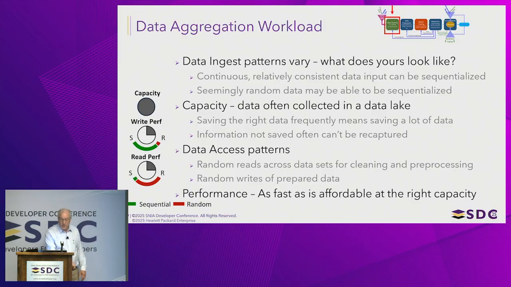This is one of those cases where you tend to want your performance to be as fast as affordable at the right capacity. So you have to trade off all of your different aspects there. If you can get the right performance, you can do more with your data ingest storage. If you have to have capacity and give up performance, that may mean copying data out of your ingest storage into a less expensive, higher performance storage for your next phases.